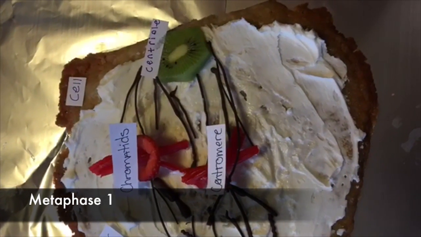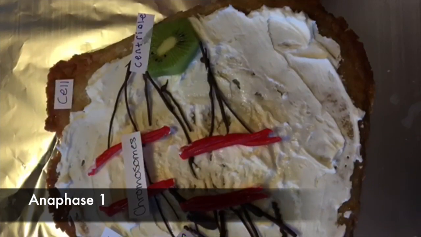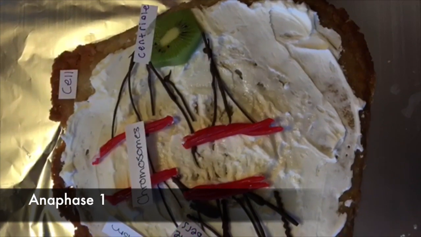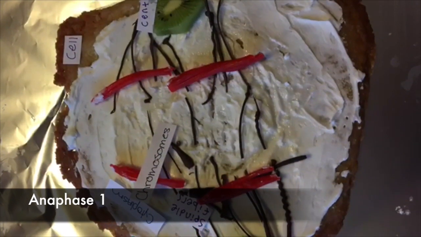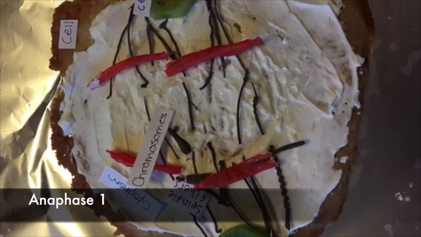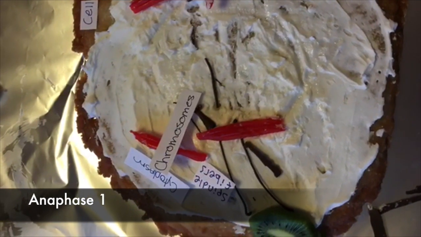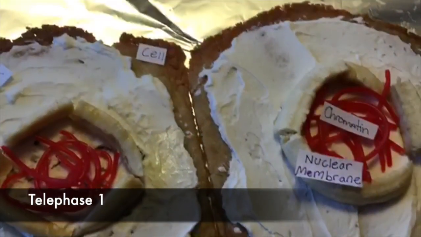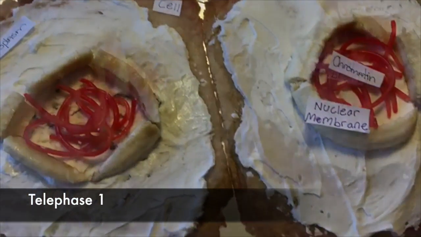Next is metaphase 1, where the chromatids line up in the center. Next is anaphase 1. The chromatids separate, and the individual chromosomes begin to move to the poles. Spindle fibers are disappearing, and you can begin to see two cells. Next is telophase 1, where the cell actually splits into two separate cells.